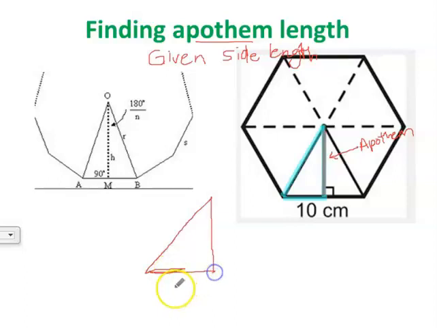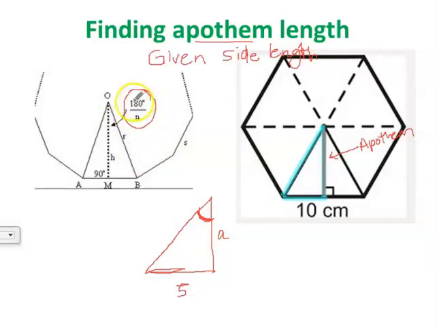So we know the entire side length is 10, so the base of our right triangle that I highlighted is going to be half of that, so it's going to be 5. We want to find the apothem. I'm going to put A to represent the unknown. And now we need an angle measurement. We need this angle measurement up here at the top. So this is how we're going to find that angle measurement.